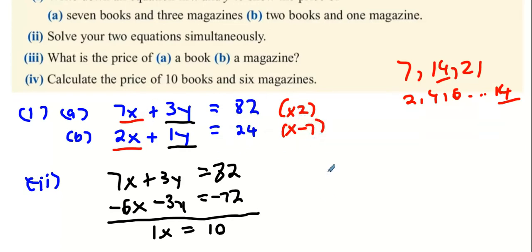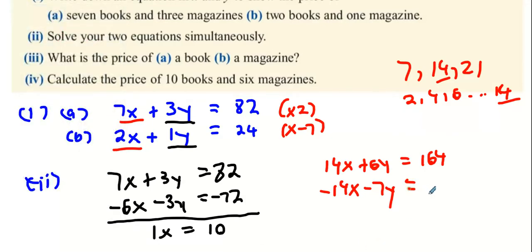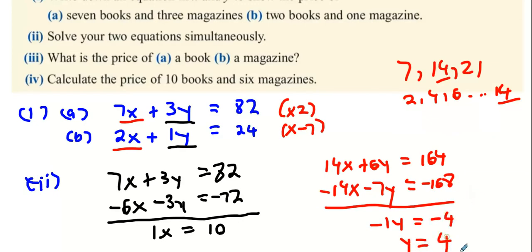2 times 7x is 14x. 2 times 3y is 6y. 2 times 82 is 164. Minus 7 times 2x is minus 14x. Minus 7 times plus 1y is minus 7y. Minus 7 multiplied by 24. I should probably put that into the old calculator. You get minus 168. Next thing we're going to get is minus 1y, because plus 6 minus 7 is minus 1y, equals 164 take away 168, which is minus 4. Multiply both sides by minus 1, and we get y equals 4.